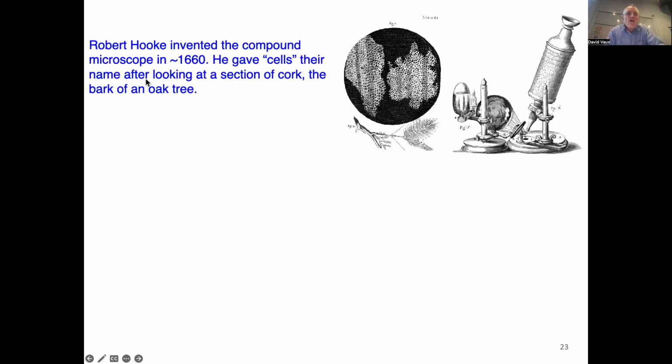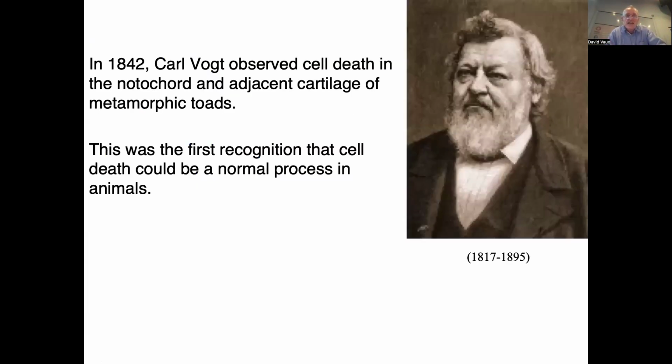Now, Robert Hooke invented the compound microscope in about 1660, and he was the one who gave cells their name, because he was looking at sections of cork, the bark of an oak tree, and it reminded him of the cubicles that monks would live in in monasteries. Now, the cells in bark are dead cells, but they only fulfill their function after they've died. So trees, like humans, produce cells only for them to die as part of a normal physiological process. They died because they killed themselves.